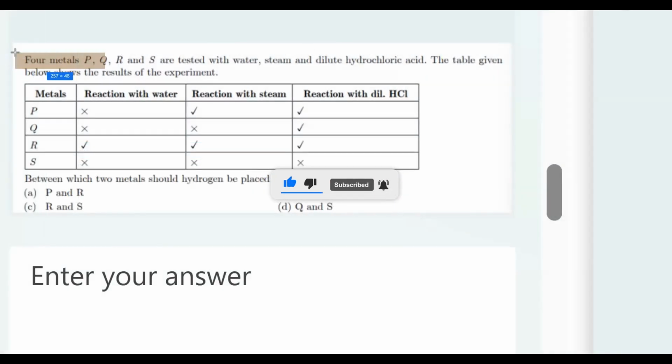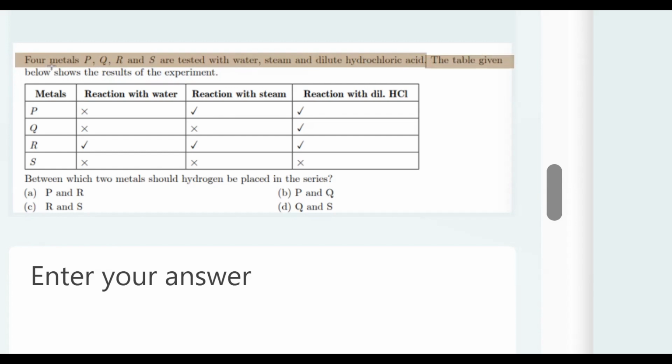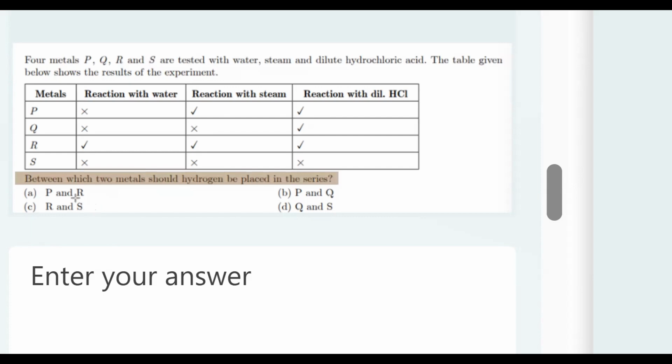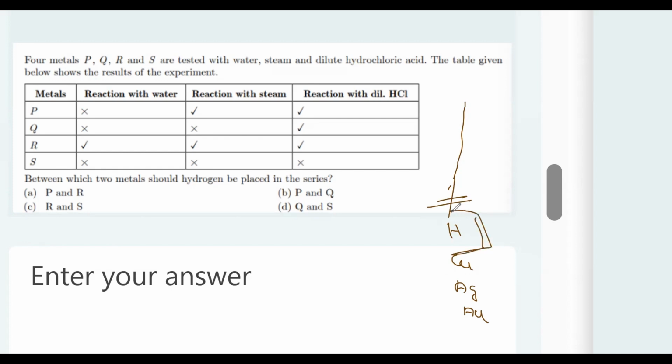In this question it says that four metals P, Q, R, S are tested with water, steam, and dilute hydrochloric acid, and the table is given below. What we have to figure out is between which two metals hydrogen should be placed. These are the options given here. So what do you know is that hydrogen is placed in the activity series, and those metals which cannot displace hydrogen from the acid are placed below. So this is copper, silver, gold. And there are several metals which are placed above. So we have to look for two such metals, one over here, another over here.